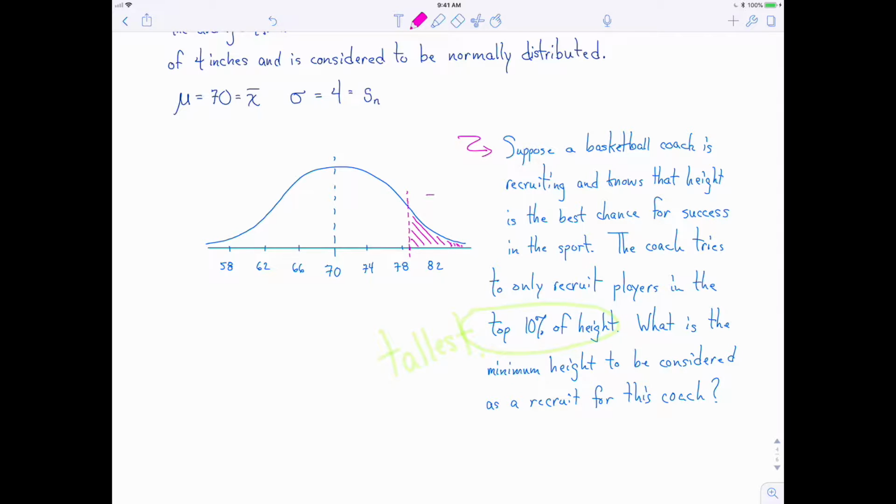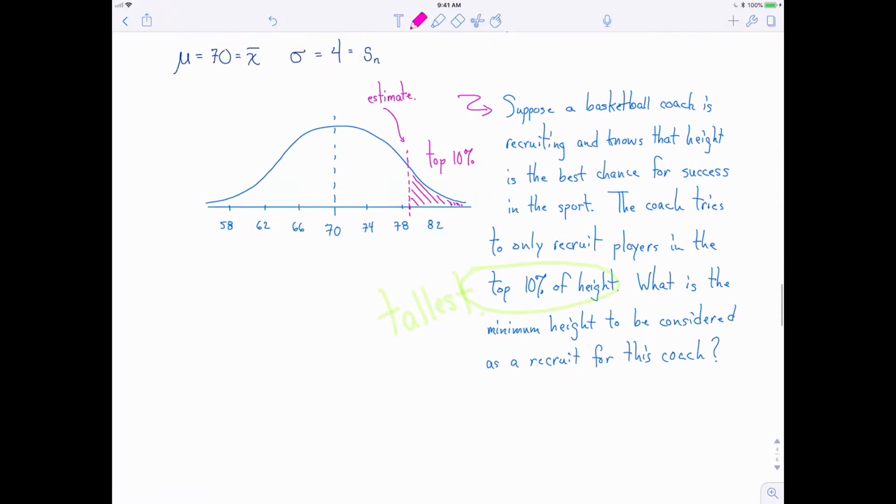So this is our top 10% of American males by height. And this little bar right here is just an estimate. We don't know exactly, but it helps to represent what it is that we're after.